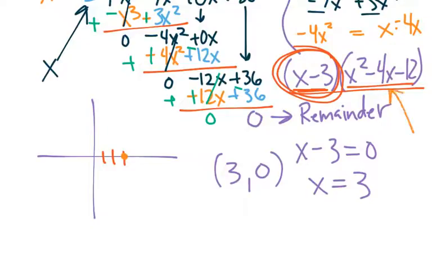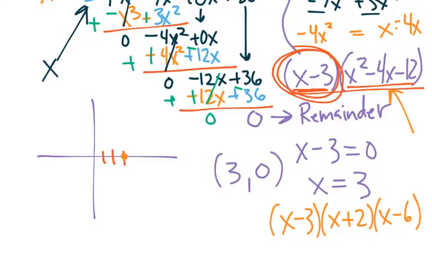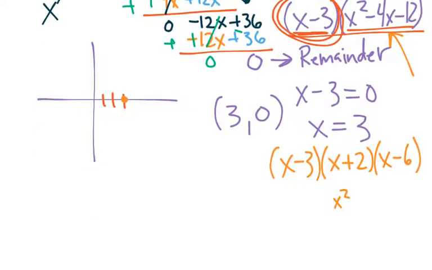Now we could factor this down to try to figure out what it could be. And I think if we factored that with the box method, you'd actually end up with, let's see, x plus 2 x minus 6. Would that work? Let's see. X squared plus 2x minus 6x minus 12. X squared minus 4x minus 12. Yeah.